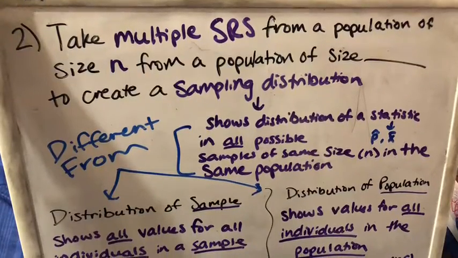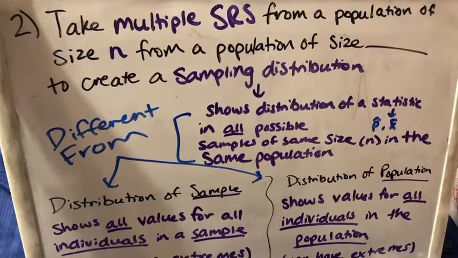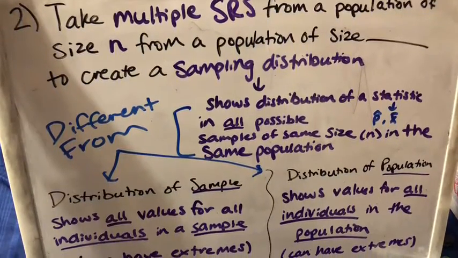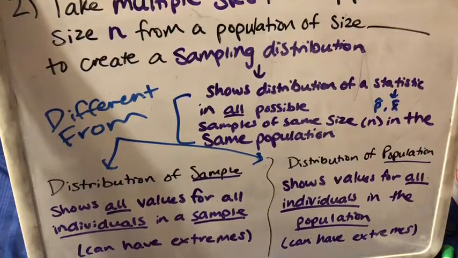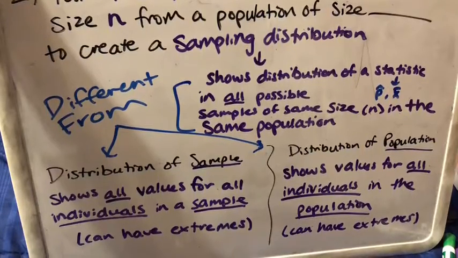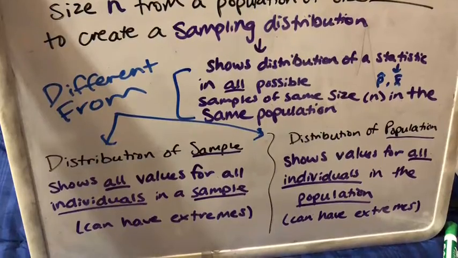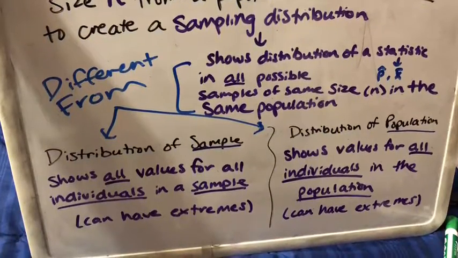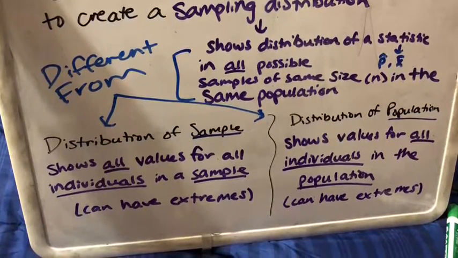To make a sampling distribution, just take multiple samples of the same size from the same population, and then record the averages or the proportion. This is different from a sample or population distribution because a sampling distribution graphs averages, while a sample and a population distribution graph individual data.